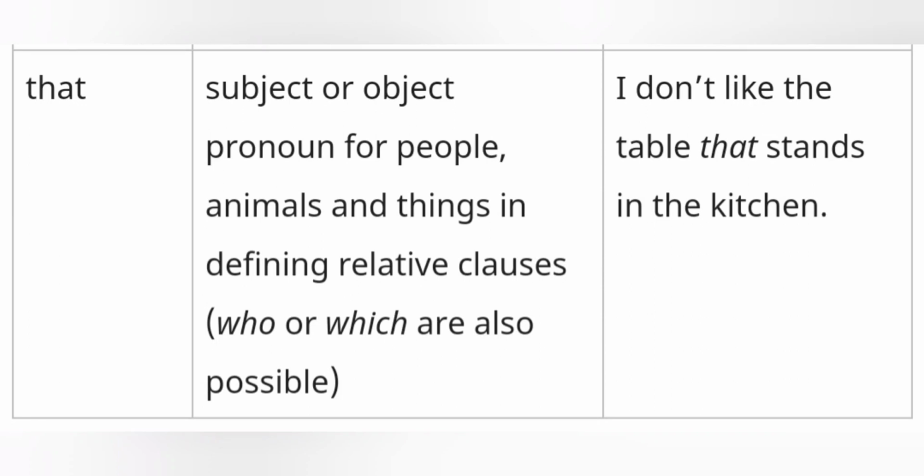And the next one, that. That is used as a subject or object pronoun for people, animals and things in defining relative clauses. Example, I don't like the table that stands in the kitchen.